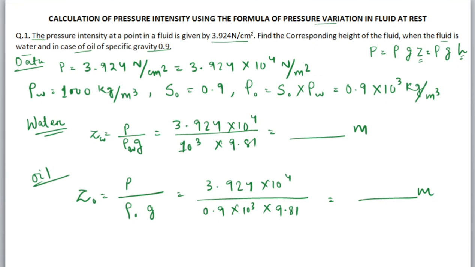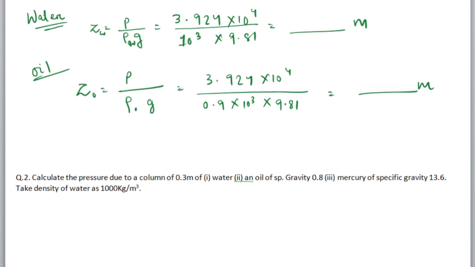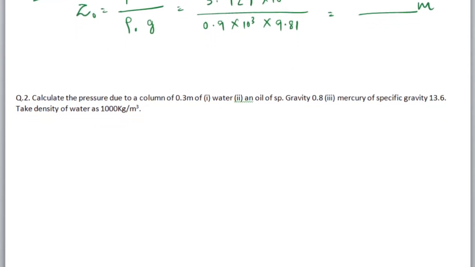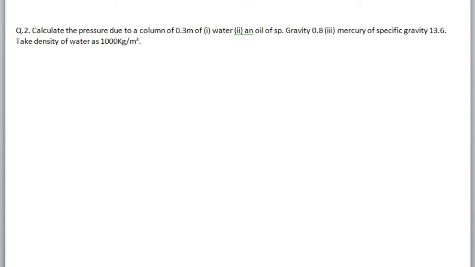Let's go to the next problem, where we will calculate the pressure due to a column of 0.3 meter of, first, water; second, an oil of specific gravity 0.8; and third, mercury of specific gravity 13.6. So the height is given as 0.3. Then the specific gravity of oil is given as 0.8. Then mercury has a specific gravity of 13.6. Take the density of water as 1000. So let us solve this.